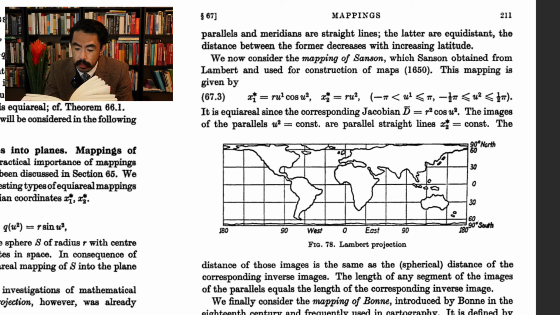We now consider the mapping of Sanson, which Sanson obtained from Lambert and used for construction of maps in presumably 1650. This mapping is given by x1 star equal to r times u1 times cosine u2 and x2 star equal to r times u2, where u1 is greater than negative pi and less than or equal to pi, and u2 is greater than or equal to negative pi over 2 and less than or equal to pi over 2. It is equiareal since the corresponding Jacobian capital D over bar is equal to r squared times cosine of u2. The images of the parallels where u2 is constant are parallel straight lines where we have that x2 star is constant. The distance of those images is the same as the spherical distance of the corresponding inverse images. The length of any segment of the images of the parallels equals the length of the corresponding inverse image.